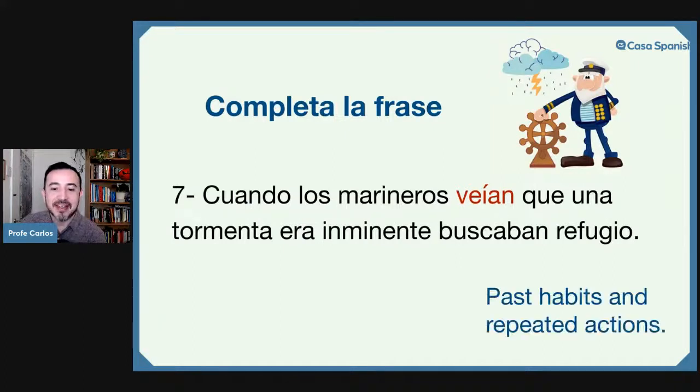Continuamos. Oh yeah, and this is a past habit and repeated actions. This is like a general habit, because sometimes we have personal habits, what you used to do when you were a child or younger, but also a tradition or a habit of a place, or a general knowledge kind of habit. But good.